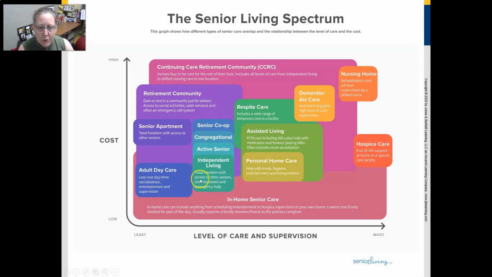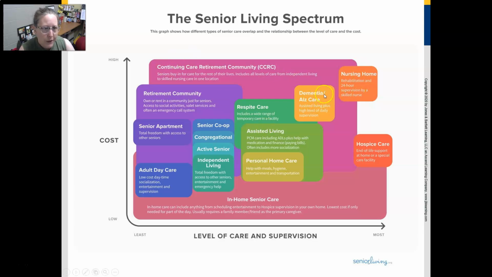These can happen also within the realm of retirement communities, with senior apartments, where they have total freedom with access to other seniors and very little supervision. The cost goes up a little bit. The retirement communities can be a little higher, and then those continuing care retirement communities we'll talk about in the last video on trends in long-term care.